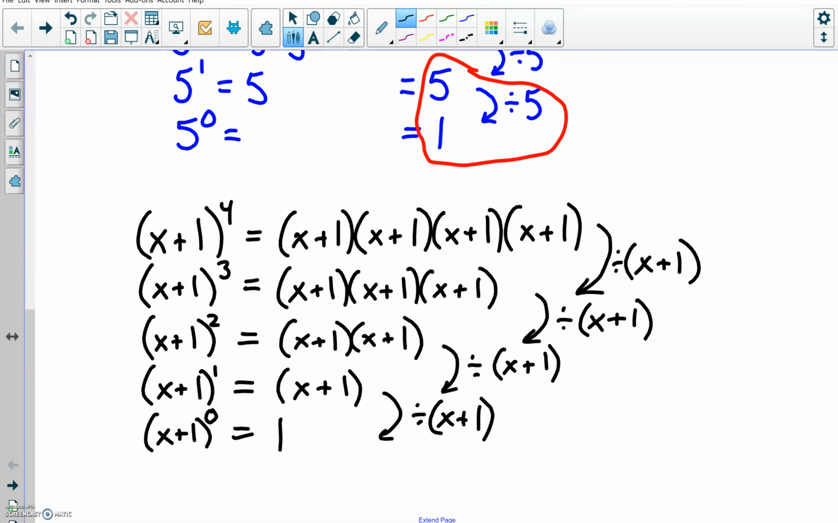So even with something that's an algebraic expression, not just a numerical base, you still get down to this point where you're essentially going from the 1st power to the 0 power and dividing by itself to get 1 if you're looking at it in this pattern that I've created here.